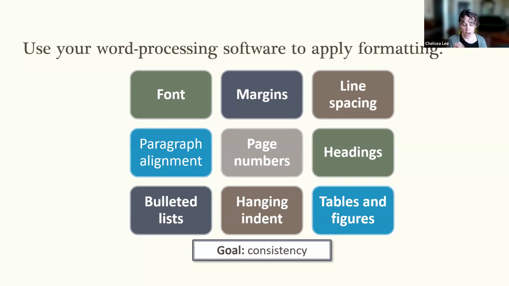You can use the automatic functions for applying bulleted lists, for applying hanging indents. And so that allows you to use the tools that are built into your computer to help you make your paper look good. Likewise, you can use the styles menus to apply the formatting to headings. You can use the tables, the chart tools in your word processing software to make tables and figures. And so we really encourage you to use the tools of your word processing software. And the goal of that, of course, is consistency. And once it's consistent, people don't even really notice. They can just focus on your information.